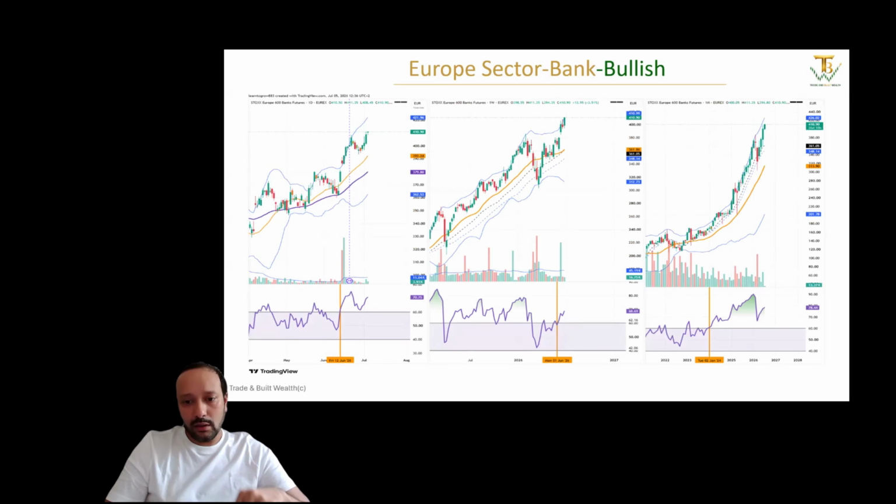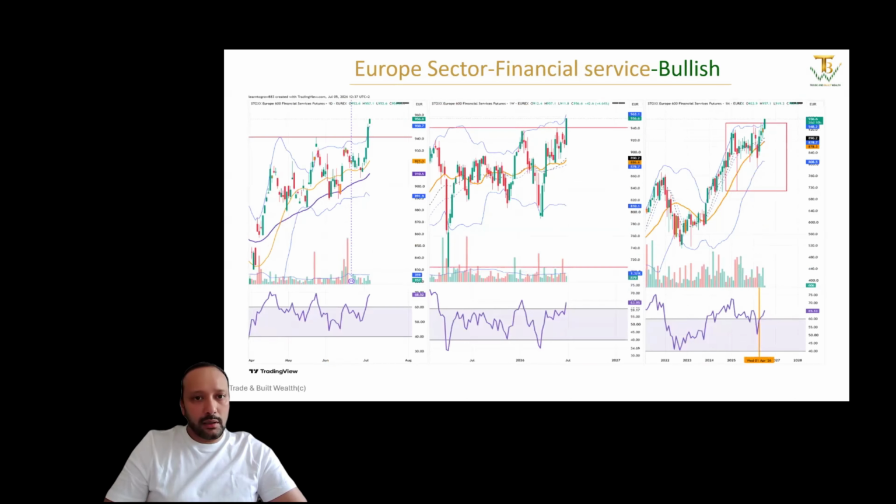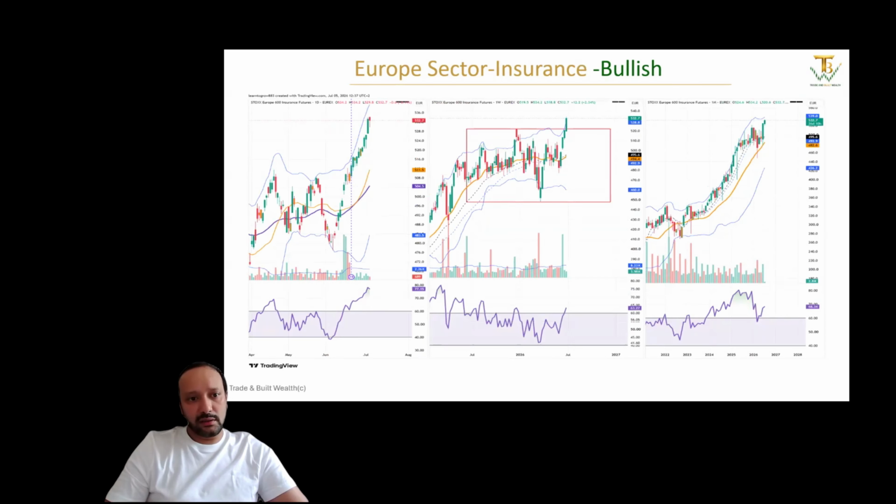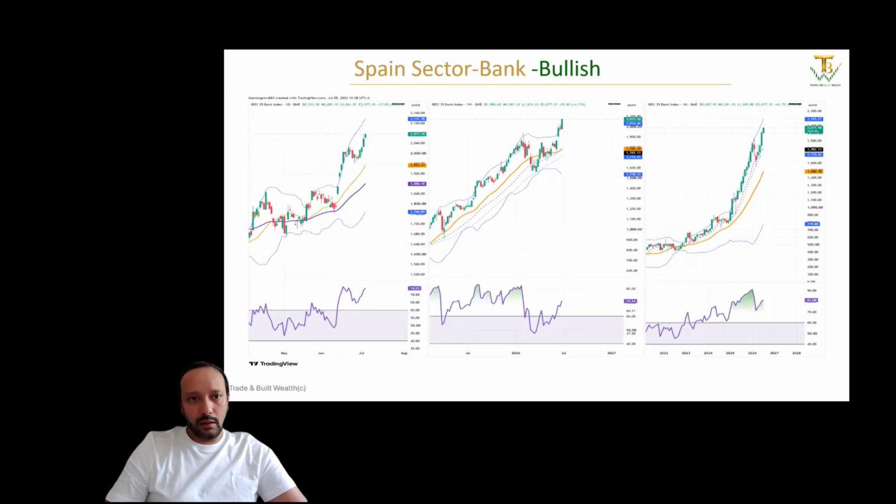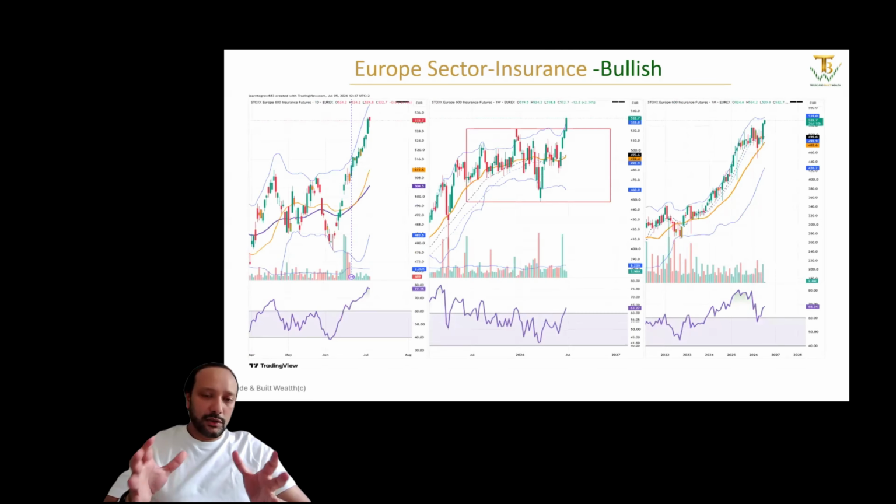So this is how we see the charts. Financial sector also made a breakthrough for the whole Europe zone, which is a good sign. So financial sector is also bullish now. And the third sector, which is coming out of the sideways zone, is the insurance sector, which is also getting bullish. So this is a really good sign. So we had a look at the European sector.